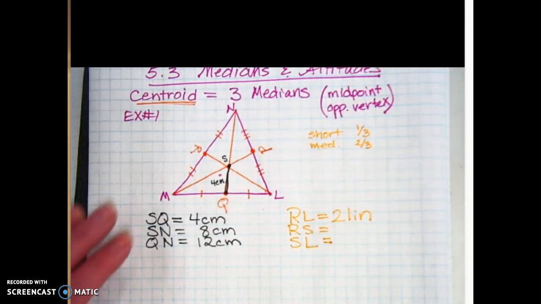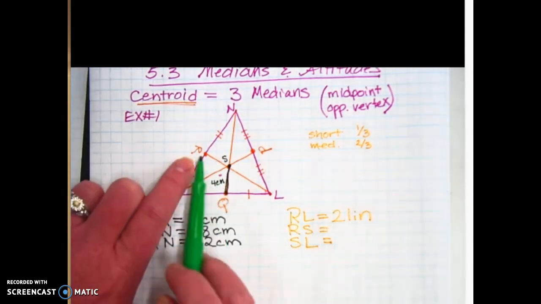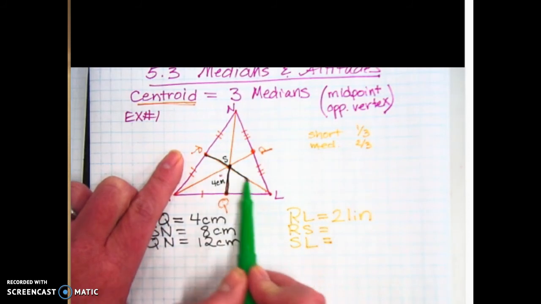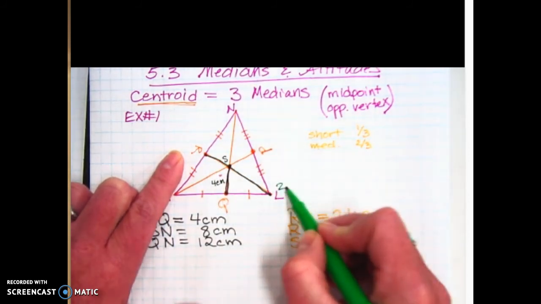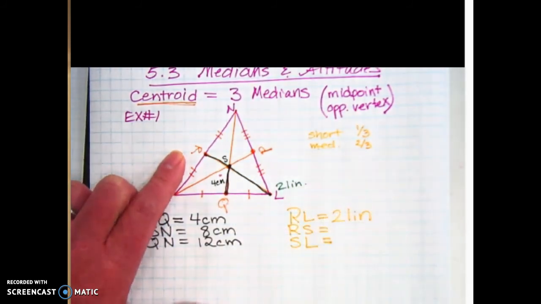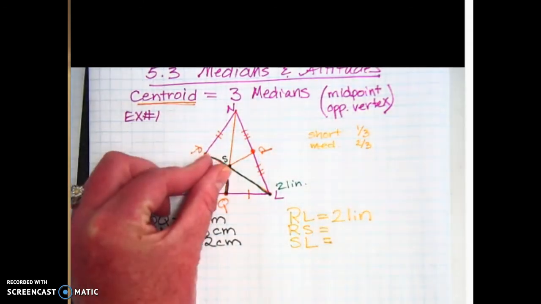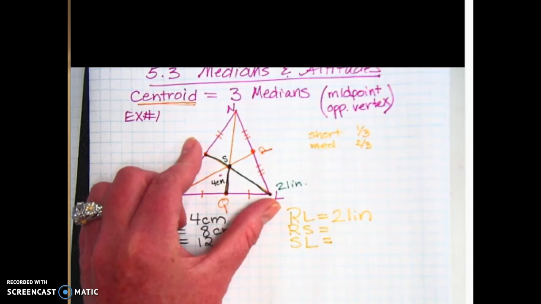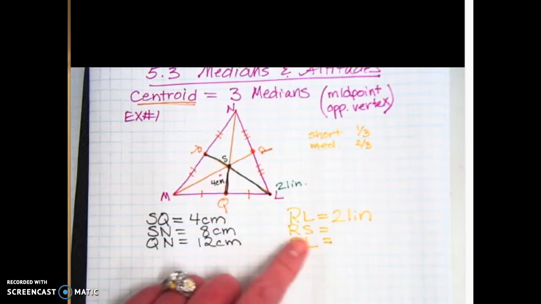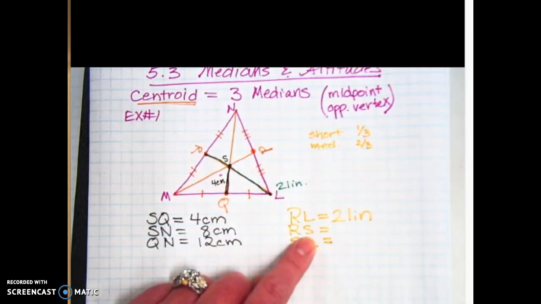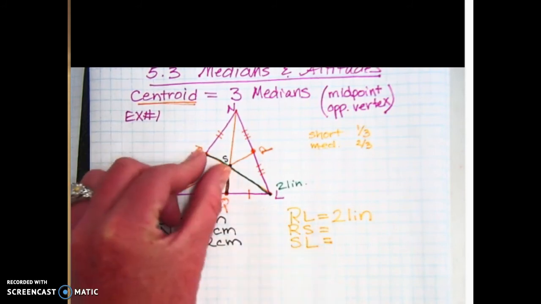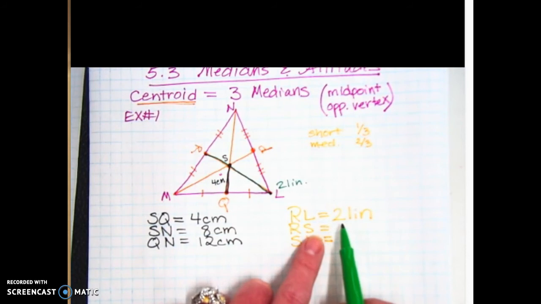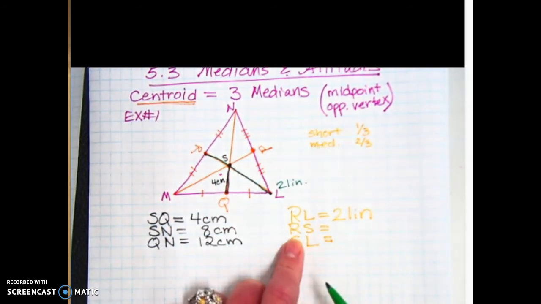Okay, so we're going to go over to our median. Here's R, here's L. RL is 21 inches. So this time, instead of giving you the short piece, I'm giving you the whole length of the median. Okay? So first, we want to get just RS. RS right here is the short piece. So if the RL is 21, what is RS going to be?